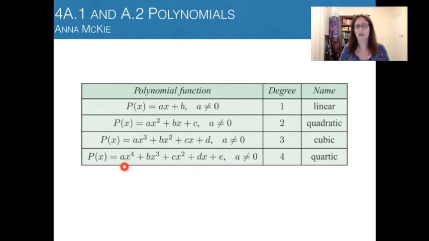Have a think about why not. What if a was 0? What would happen? Well, that term there would be 0 multiplied by x to the power of 4. And what would happen to that? It would disappear. Essentially it's cancelled out. So therefore if that's cancelled out, the highest power you've got now is x to the power of 3. So it's no longer a quartic. So to be whatever power it needs to be, the leading coefficient needs to not be 0.